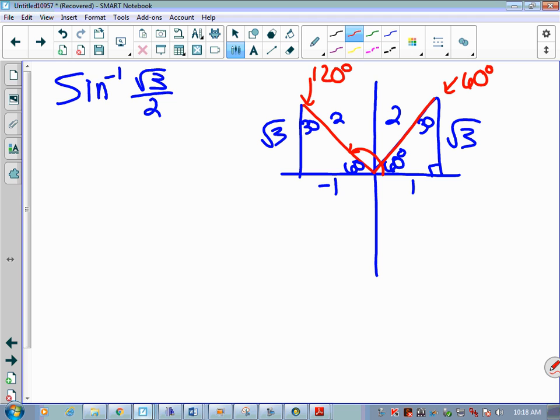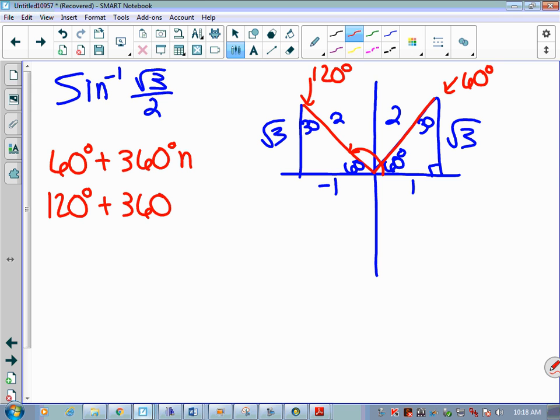Is that true? Okay? So in terms of degrees, what we're saying is 60 degrees plus 360 degrees times the number of times I would go around. Does that make sense? And the same would be true for 120: 120 degrees plus 360 degrees times the number of times I would go around. Our problem is that it doesn't want our answer in degrees, it wants our answer in radians. So we have to convert from degrees to radians.